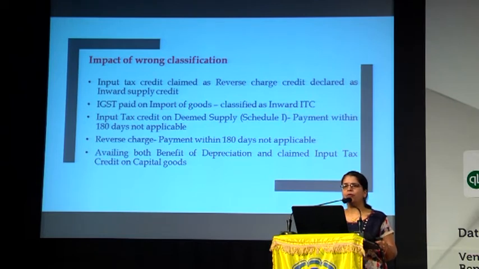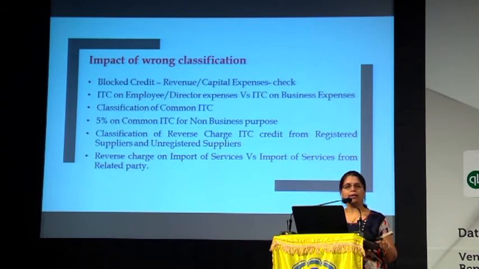So which option you want to avail, you have to decide. Because there is no mandate that you cannot avail one of the options. You can avail one of the options, and accordingly you have to pass the transactions in your audit report and books of accounts. Block credit.